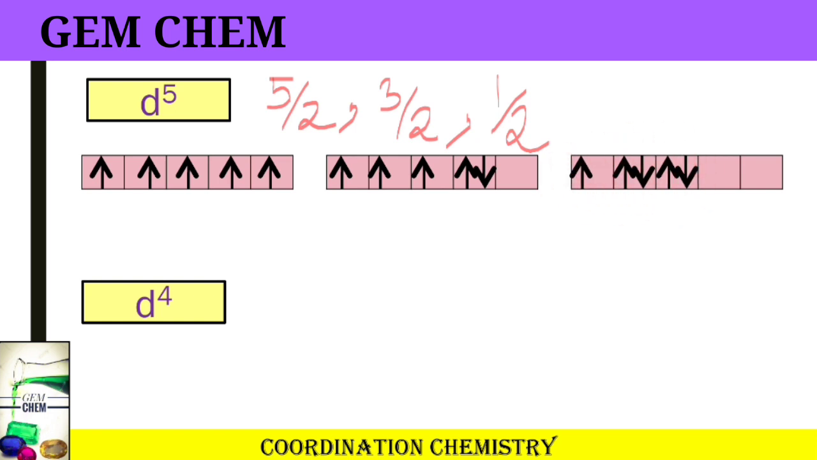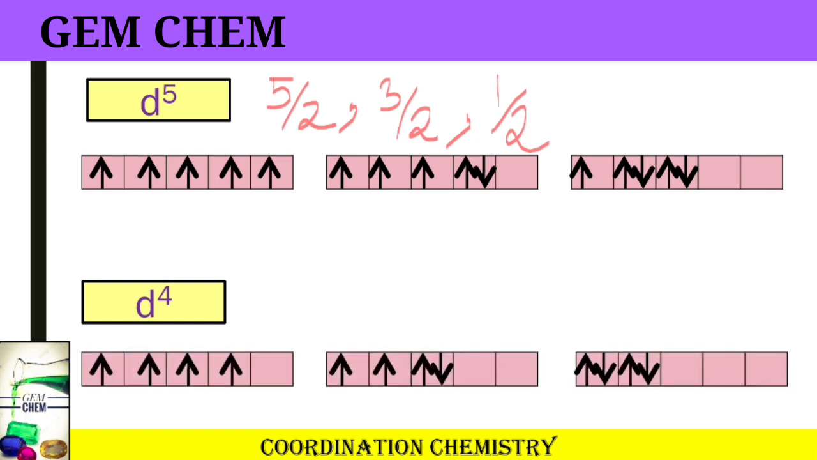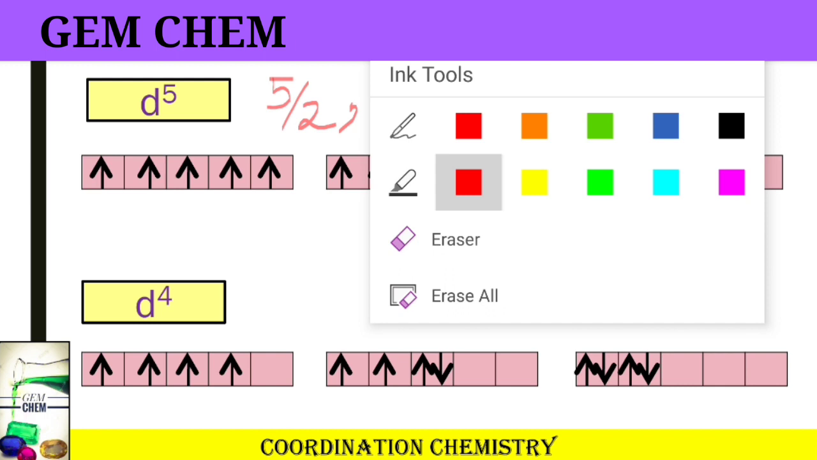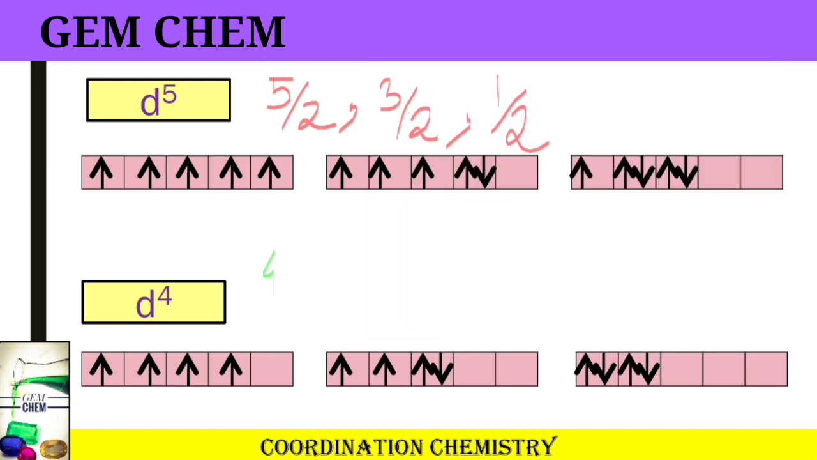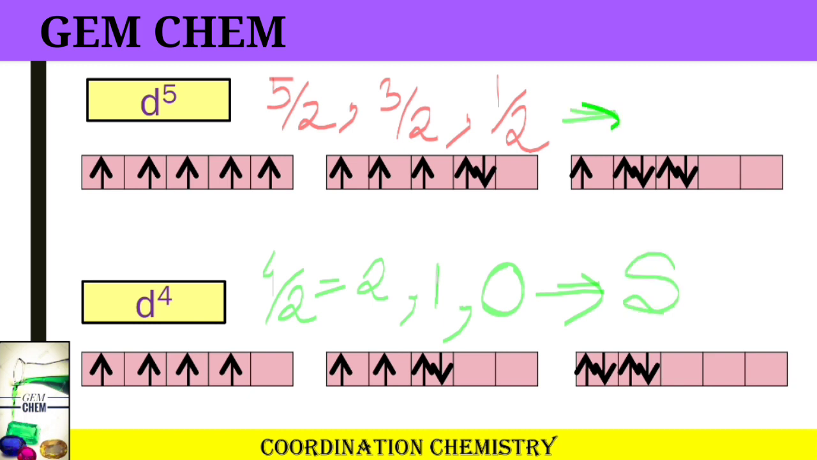Try out d4. It's easy. Just like the previous one, you can write it as 4 by 2. Now 4 by 2 becomes 2. Next you decrease one value, so it will become 1, and again minus 1 we will get 0. So these are the probable values of S, that is the spin-spin coupling number.